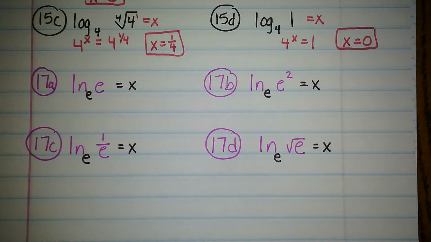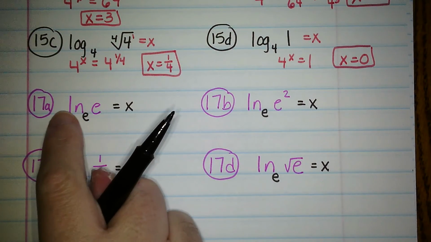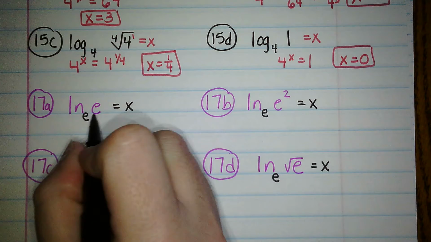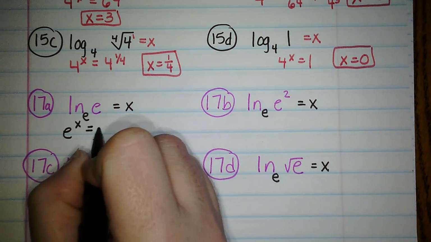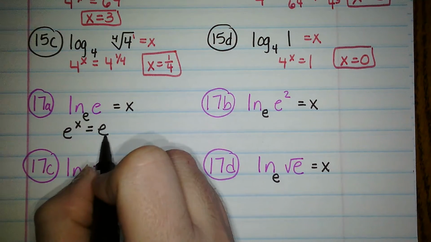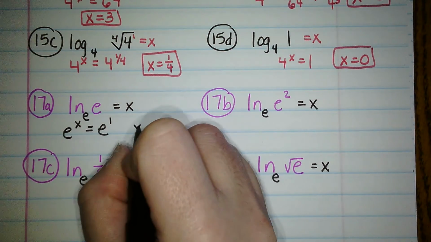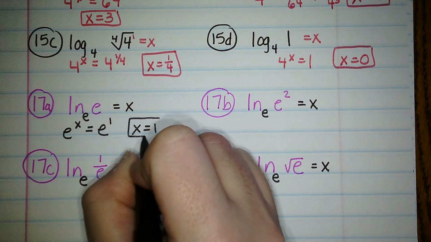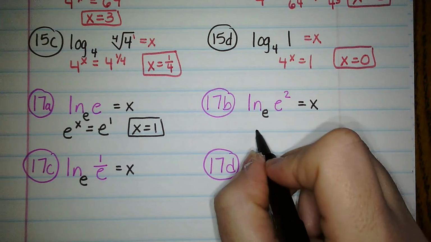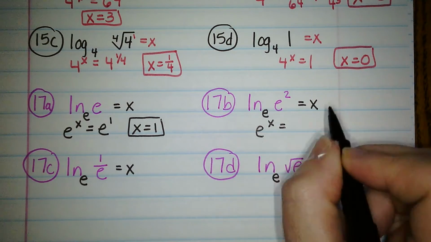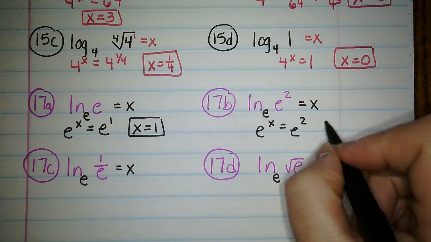And now we can write them into exponential form. So our base is e when we have a natural log. So this is e to the x equals, and our answer is e. Well, what power is e when there's no power there? Really a 1, right? So that makes x equal to 1. This is e to the x equals, and our answer is e squared. That makes x equal to 2.